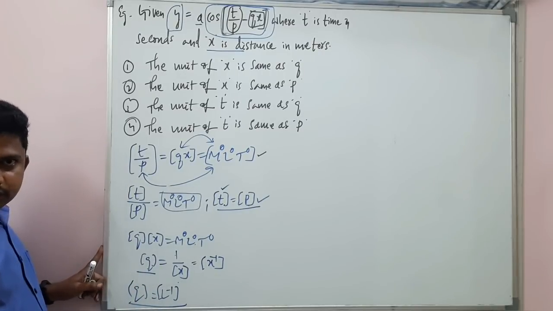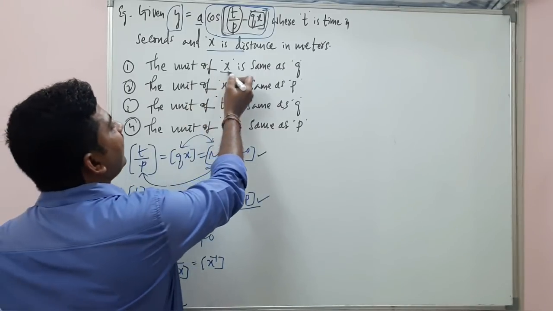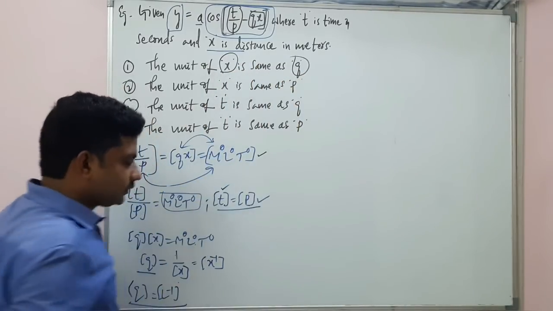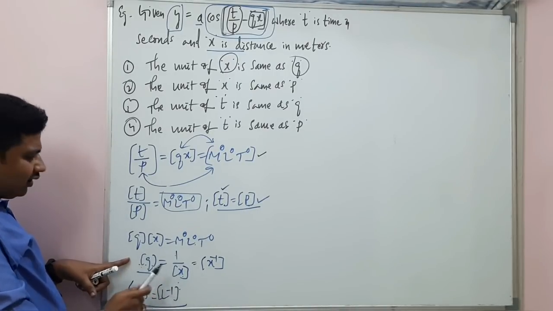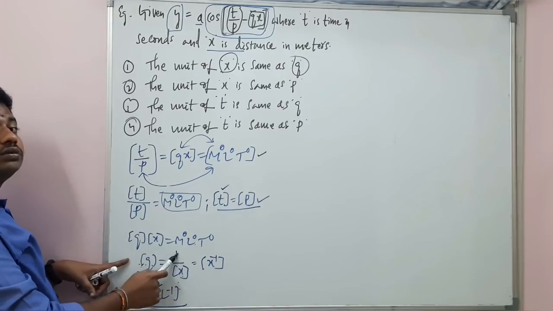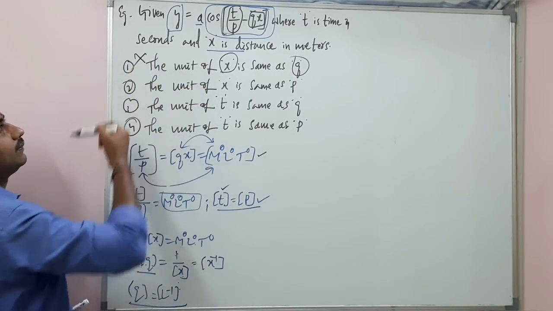Let us see the options. Dimensions of x and q are same. Is it correct? Dimensions of q is equal to 1 by dimensions of x. This is correct. This is wrong.